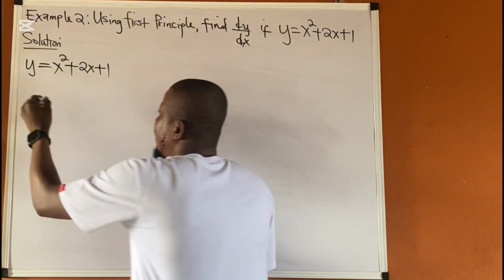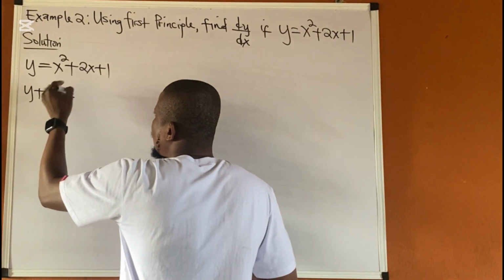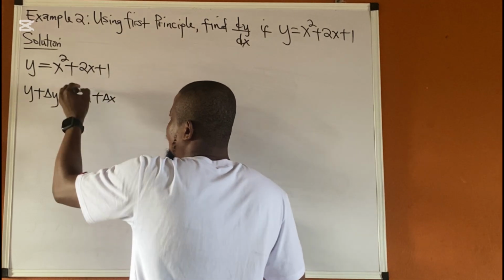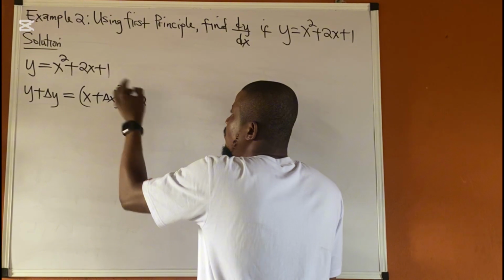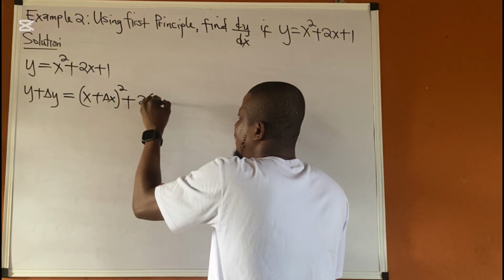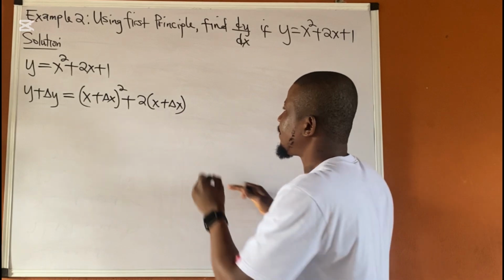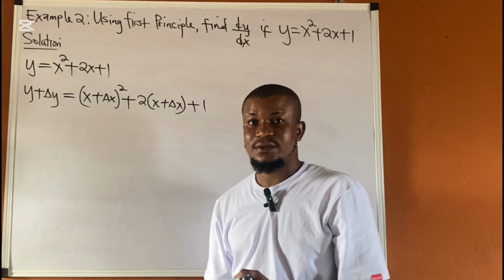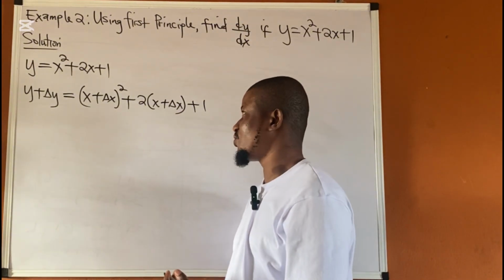So we have y plus change in y equal to, for this x, we have x plus change in x, and it is raised to power 2, plus 2, for this x, you have x plus change in x. All right, then plus 1. There's no x here, so we just keep it as a constant. So to every y, introduce your change in y, and to every x, introduce your change in x.